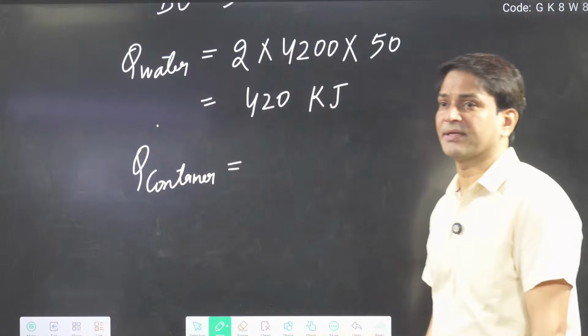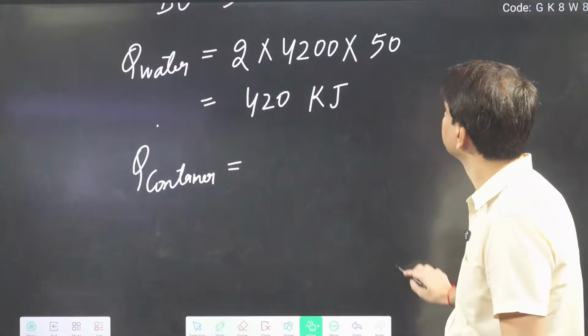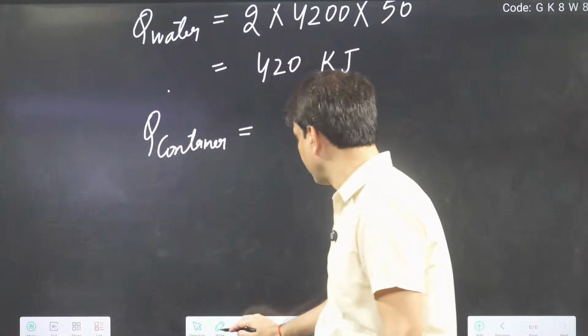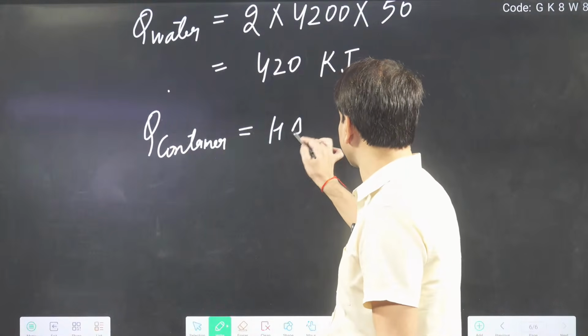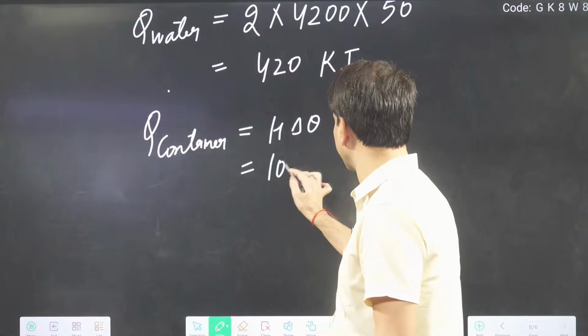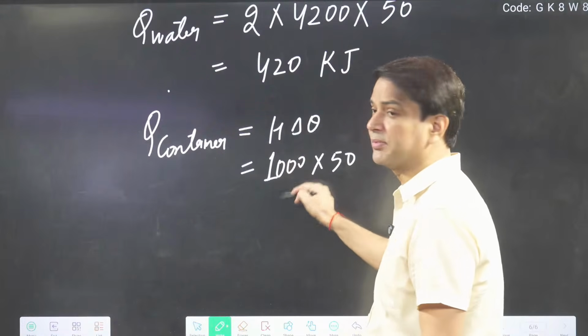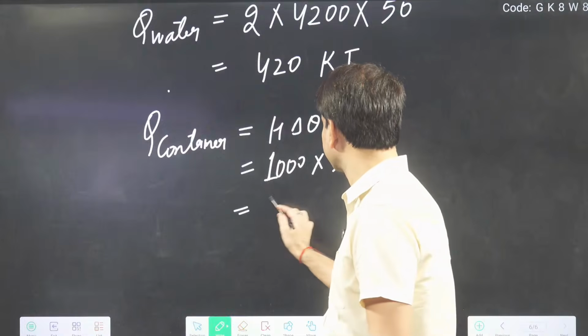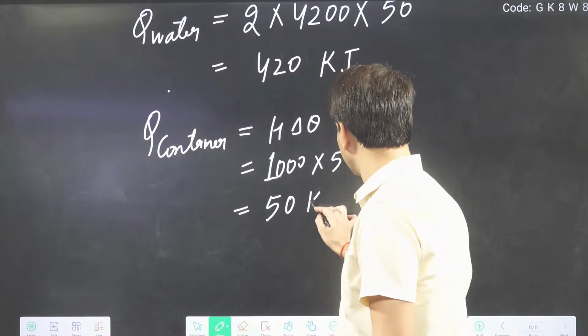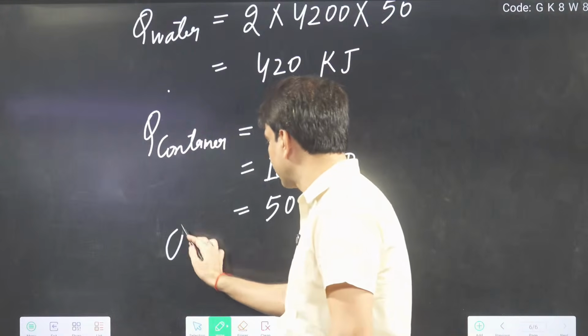Okay. Now the heat absorbed by the container. Container thermal capacity, what did I give? 1000. So I can say H into delta theta. H is 1000 and delta theta is 50. 1000 I am taking as kilo. Then this I can say is 50 kilojoule.